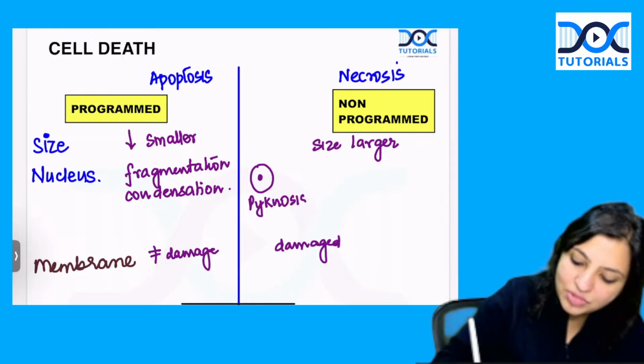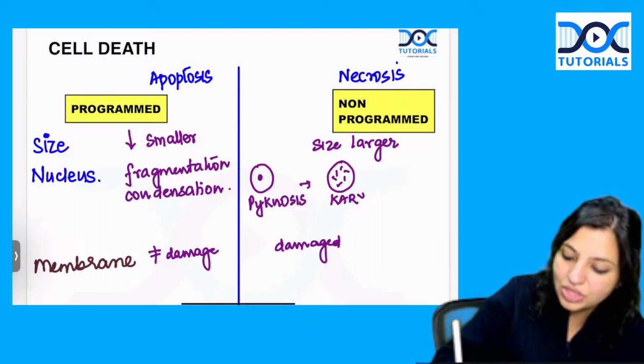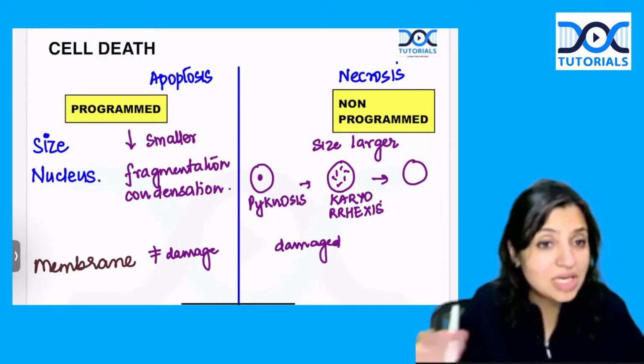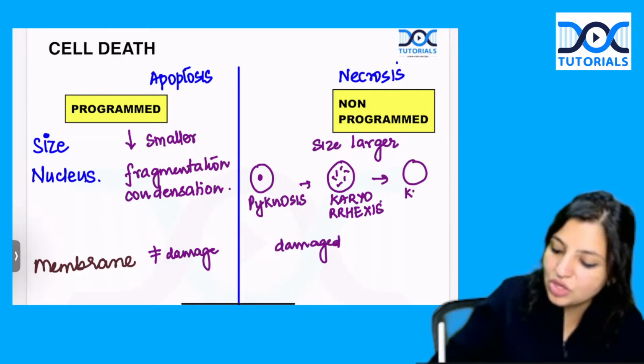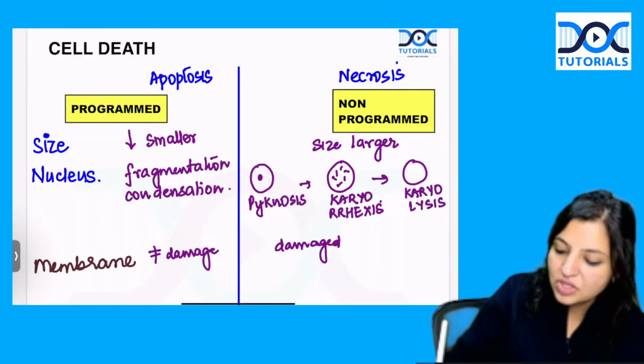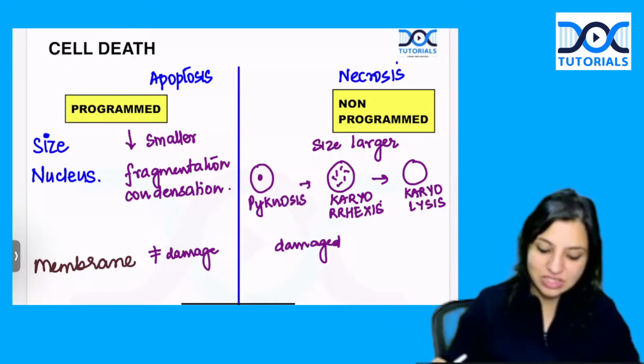Later on, what will happen is the nucleus will get disintegrated. Okay, it will be broken. That is, karyo means nucleus, rhexis means fragmentation. So this is called karyorhexis, followed by the third stage where the nucleus completely dissolves. So this is called karyolysis. Karyo means nucleus, and lysis. Okay, so these are the 3 stages in which the nucleus changes in necrosis.